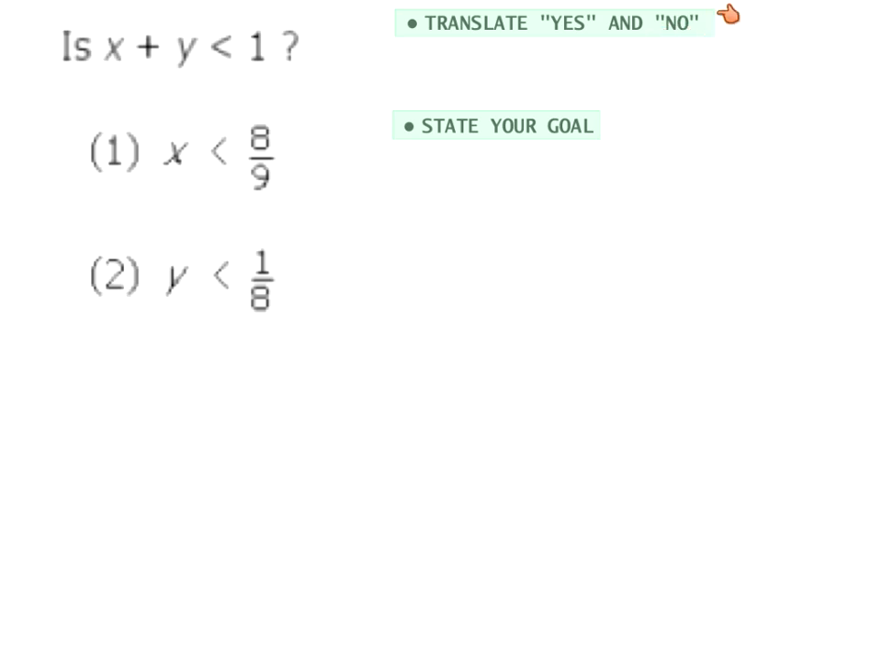I mean, translate stuff, state the goal. So, yeah, it does have to be greater than or equal to. We touched on that. It's true. So the yes in this problem means that x plus y is less than 1. And the no to this problem would mean that that is not true, which means that it's either equal to 1 or it is more than 1. And then your goal is to try to make both of those happen. If you can make both of those happen, that's not sufficient.